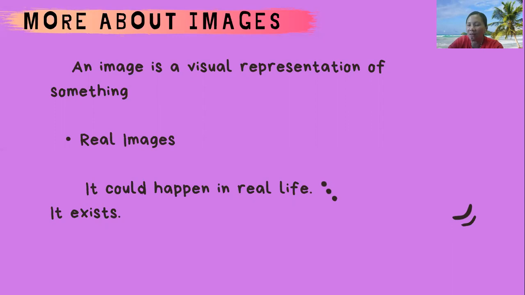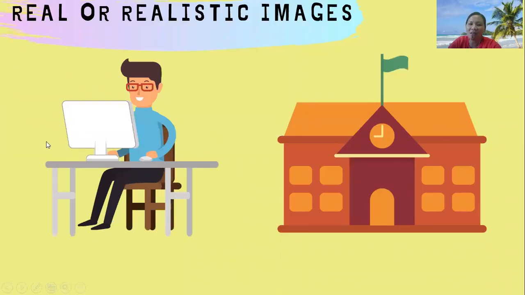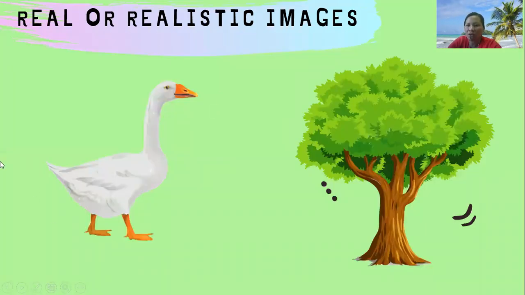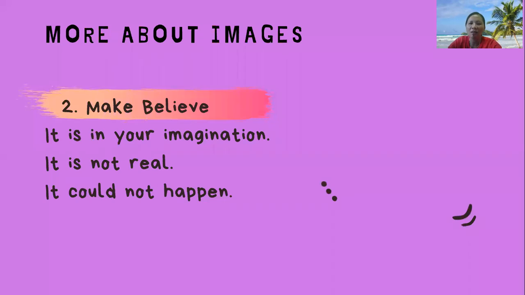So we have the real image, that is number 1. It could happen in real life. Take note that it exists, okay, just like the examples below. So we have here a man working on a computer. Here is the picture of the school. Here is the picture of a goose. And we have the picture of the tree. We can consider these 4 images as real or realistic images, right?